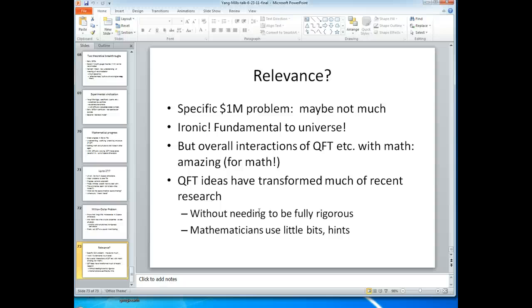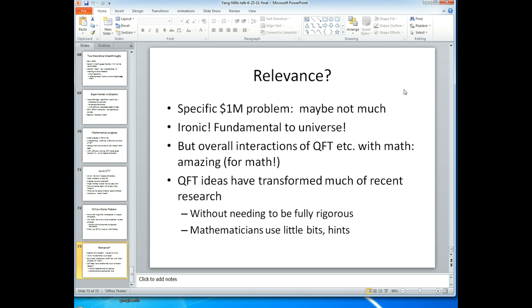But a context for this, a little larger than the specific millennium problem, is the interactions of quantum field theory and related ideas, like string theory, for example, with mathematics. They have been amazing, and especially for mathematics. They've transformed much of recent research in mathematics. And it hasn't been necessary to make all of the ideas of quantum field theory fully rigorous. It gives a bunch of hints and suggestions for constructions, and then mathematicians can take those and modify them into things that can be made rigorous without having to really prove that quantum field theory itself can be made fully rigorous. And that has really transformed a lot of modern mathematics and has led to major research.